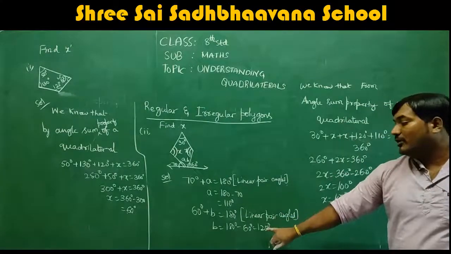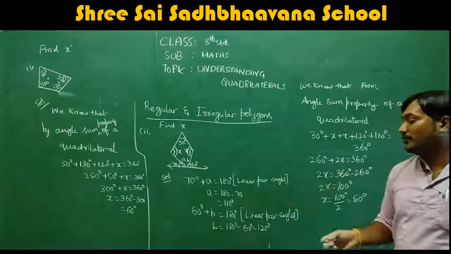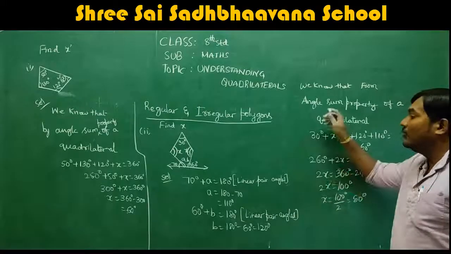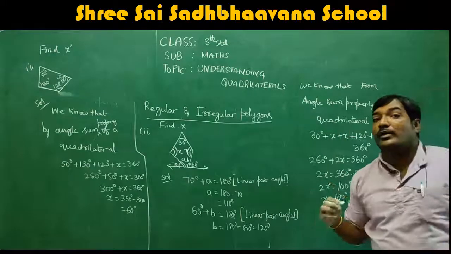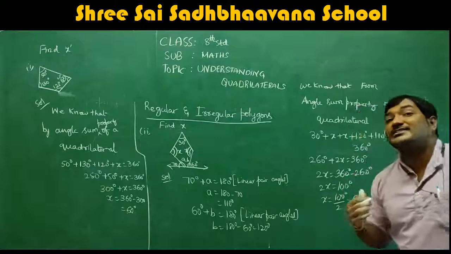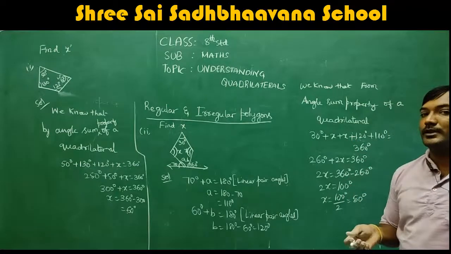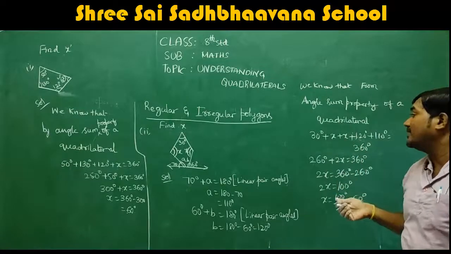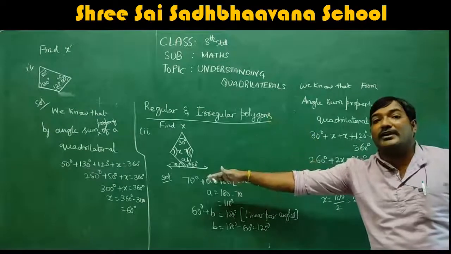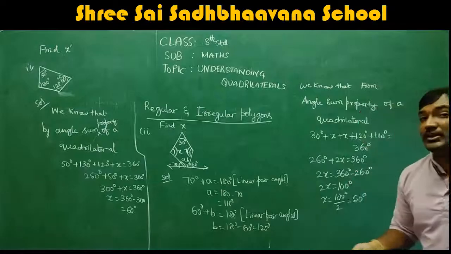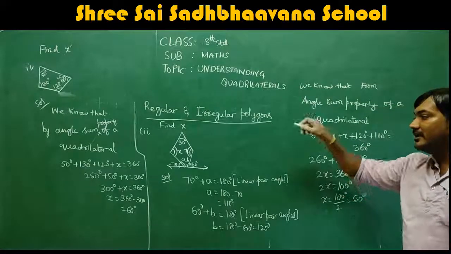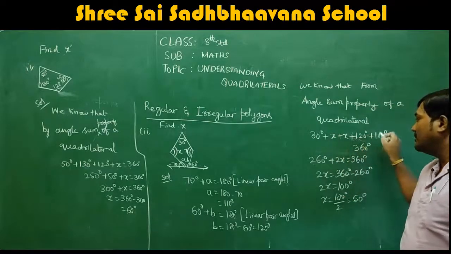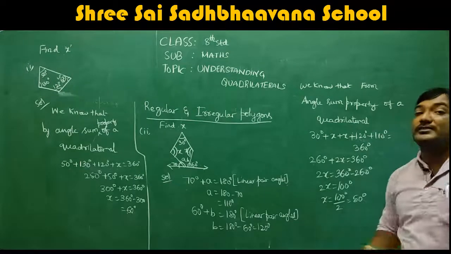So we got angle B as 120, angle A as 110. So we have to find the x value. How can we find the x value here? Just use the angle sum property. We know that from the angle sum property of a quadrilateral, the sum of all the angles of a quadrilateral should be equal to 360 degrees. So just add 30 degrees plus x plus x plus 120 plus 110 equal to 360 degrees.